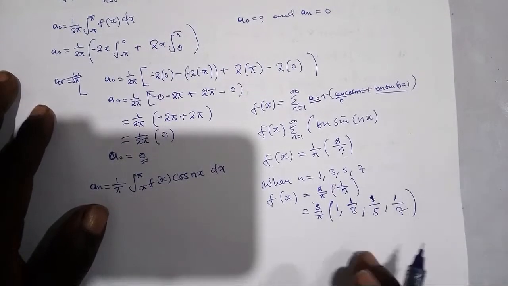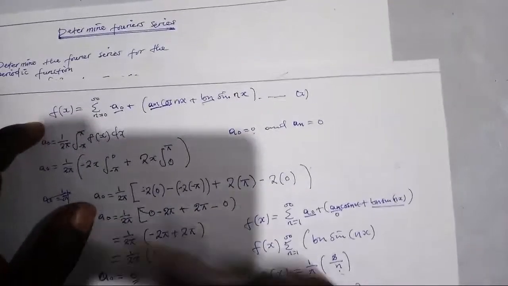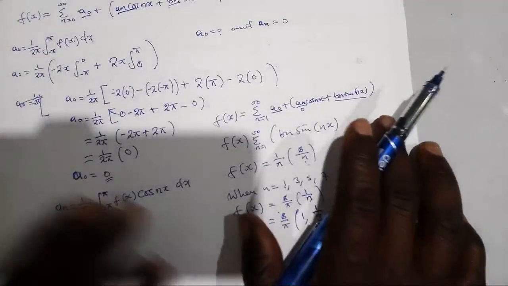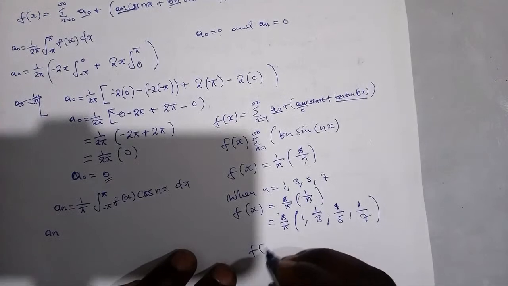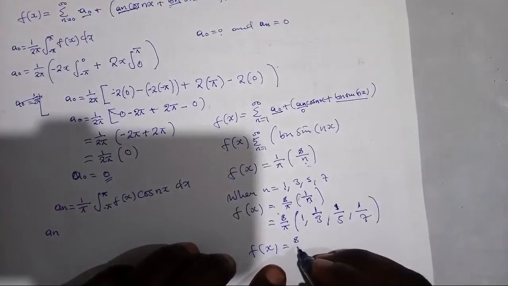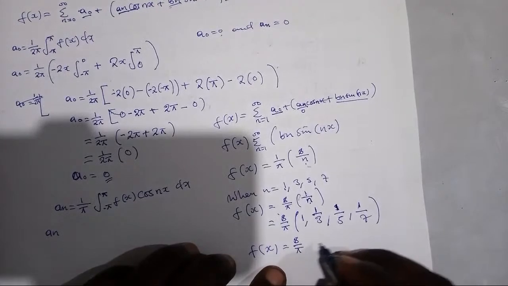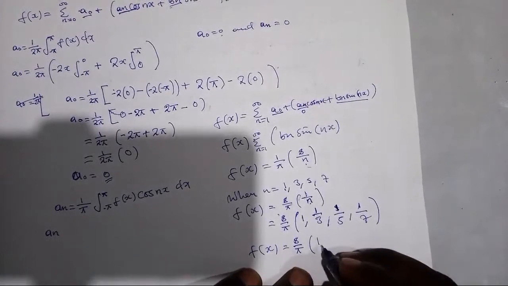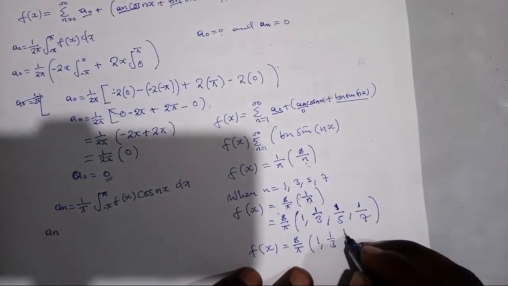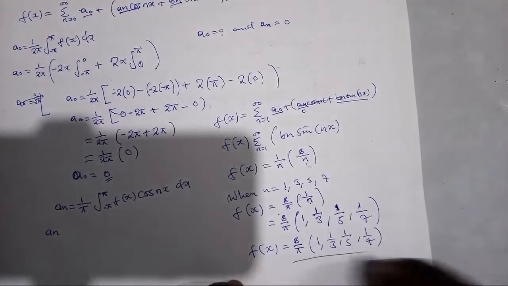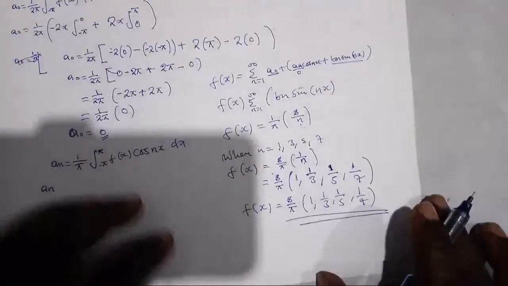So this is a series which we are looking for, because we are tasked to determine the Fourier series. So f of x should be equal to 8 over pi, then open bracket 1, comma 1 over 3, 1 over 5, comma 1 over 7. So this is the series which we are looking for, okay?